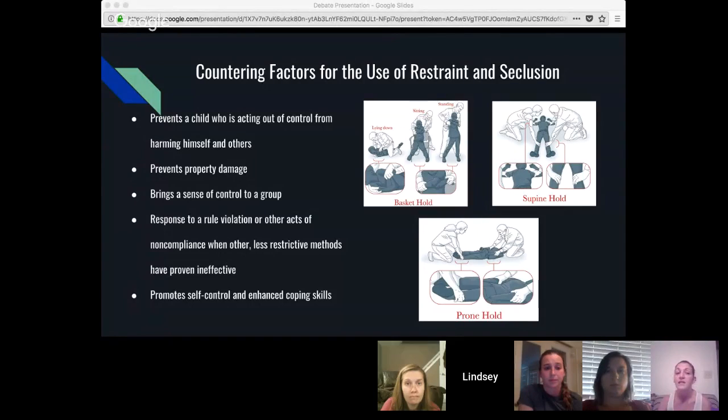It also helps bring a sense of control to a unit. Aggressive children with others in the vicinity can cause a group contagion. So by removing them, it helps keep the problem from increasing, and also avoids rewarding and thus reinforcing the violent and destructive behavior.